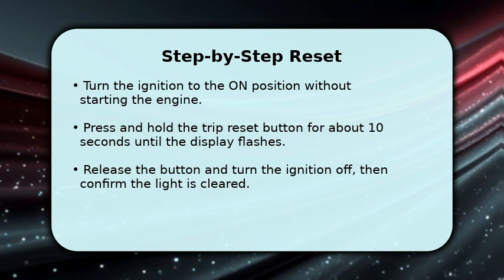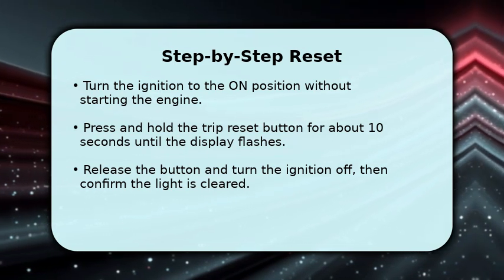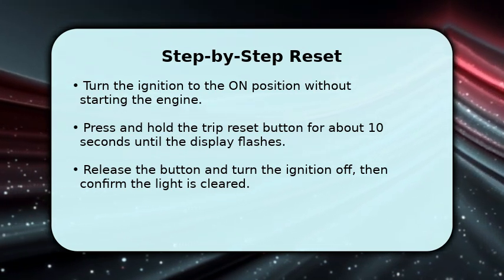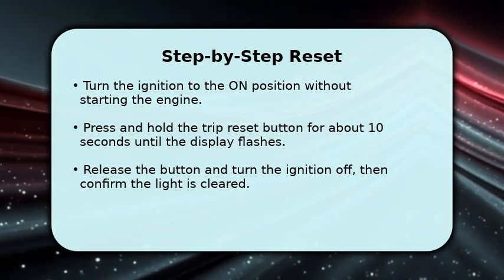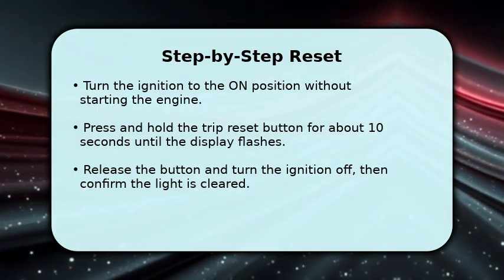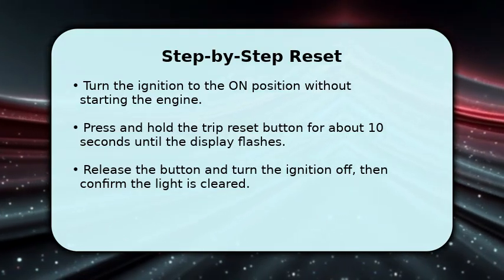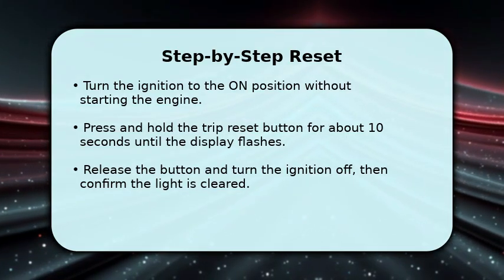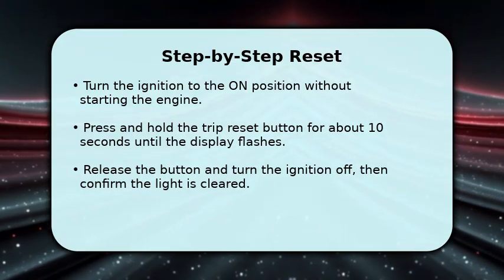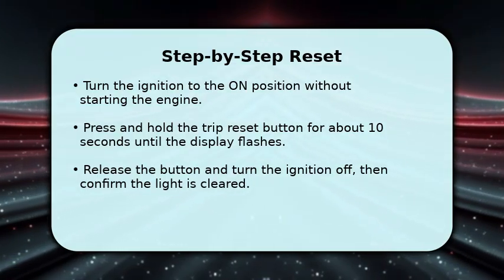With the engine off, turn the key to on and press the trip reset button firmly for roughly 10 seconds until the display blinks. Release the button, switch the ignition off, then start the truck to confirm the oil light has cleared. Follow these steps patiently and repeat once if the indicator persists, checking oil level first.